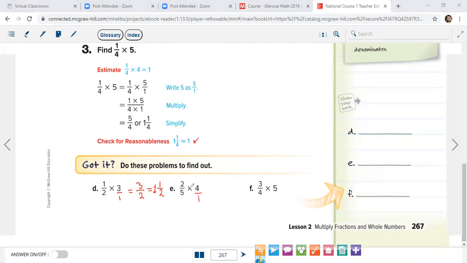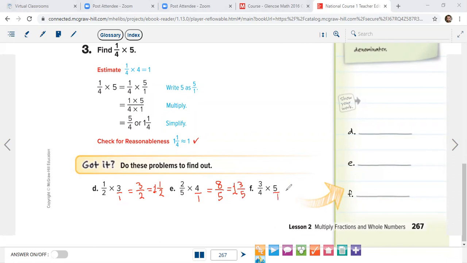Now 4 is like 4 over 1. So multiply the numerators, multiply denominators. This will give you 8 over 5. 8 is bigger than 5, so we must make it a mixed number. So 8 contains how many 5's? 8 contains 1 five, and the remainder is 3. So 1 and 3 over 5.